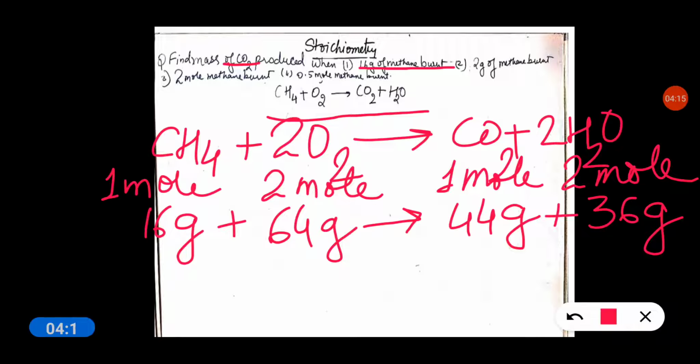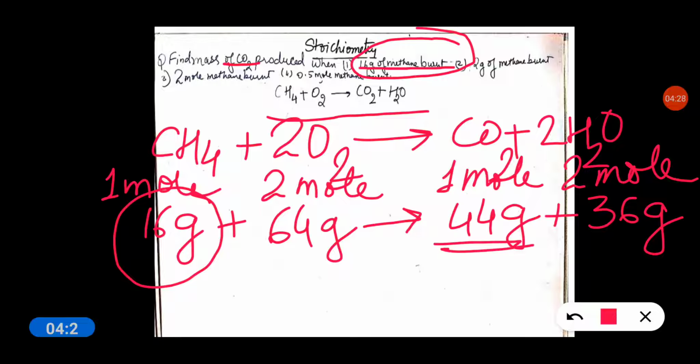Now, in the question they are asking when 16 gram of methane burns. So here you can see when 16 gram of methane burns, how much CO2 is produced? Directly you can see with 16 gram of methane, 44 gram of carbon dioxide will be produced.